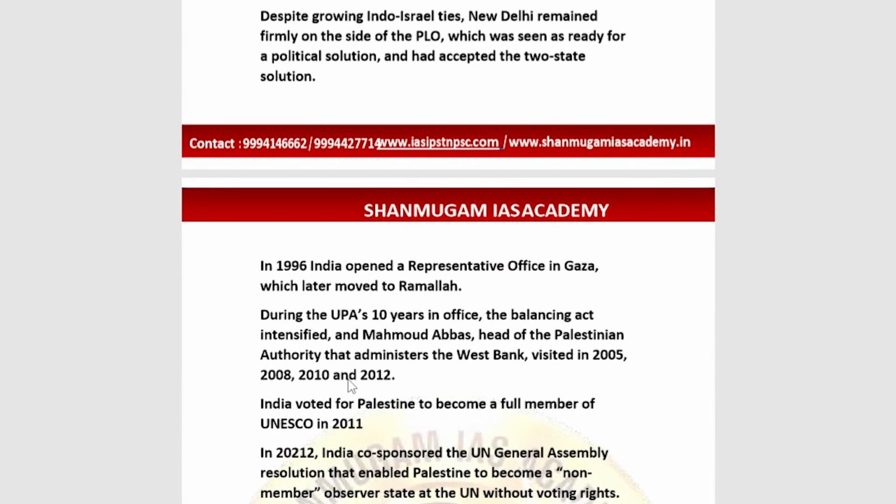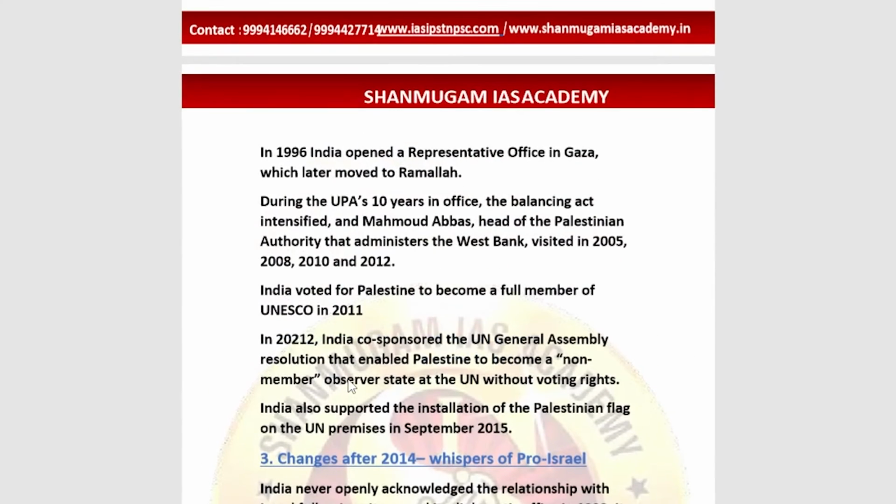And what is India's balancing act now with Palestine? Because we were pro-Palestine and showing the cold shoulder to Israel in the earlier days, but now we are sliding towards Israel too. So how are we going to balance Palestine? Despite growing Indo-Israel ties, New Delhi remained firmly on the side of the PLO, and we didn't leave Palestine. We are firmly on the side of Palestine, which was seen as ready for a political solution and accepted the two-state solution. But in 1996, what happened? India opened a representative office in Gaza, which later moved to Ramallah, which is in Palestine.